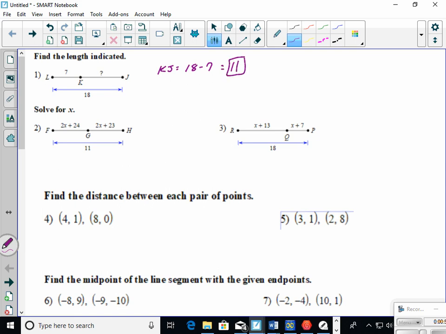Alright, 2 and 3 get a little more complicated because now we have additional problems with x's in there. Same basic rule though, the two small segments added together are going to equal the big segment. So 2x plus 24 for FG plus 2x plus 23 would have to equal 11. Two small segments added together have to equal the big segment. So it's going to give us 4x plus 47 equals 11.